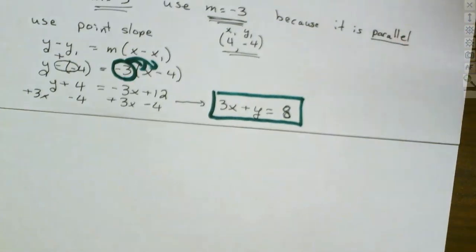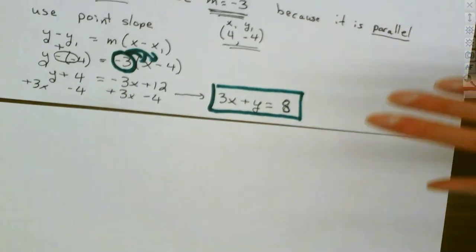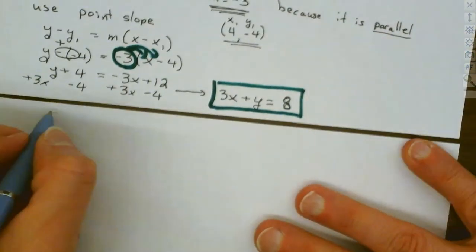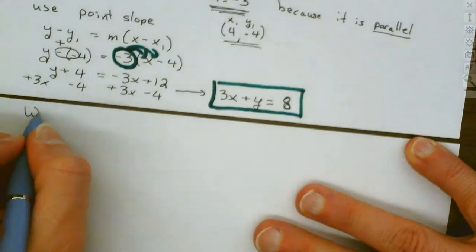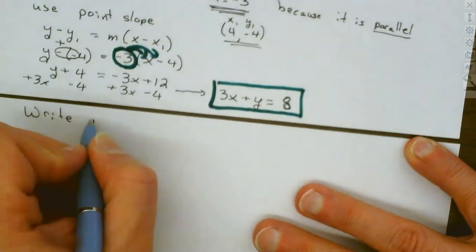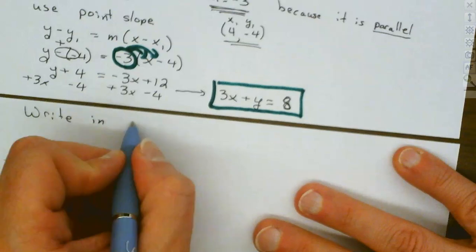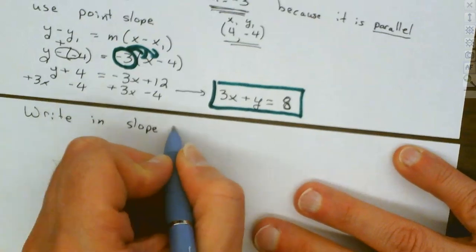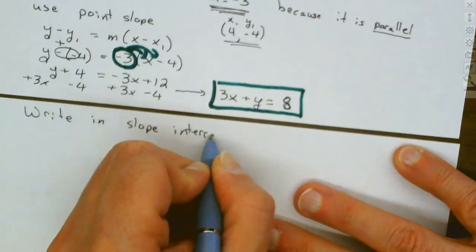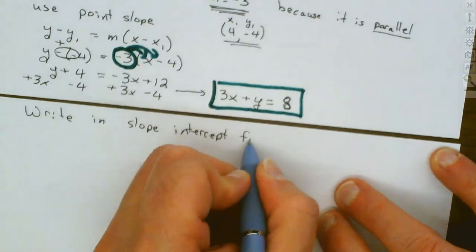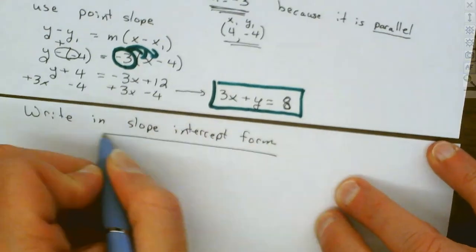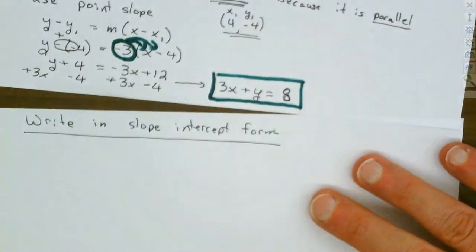Next one, we're going to do probably 2 more, maybe 3 if we need to. The next one will be difficult. The others will be easier. We're going to do one now where we have to have a perpendicular slope. And this one, we're going to write in slope-intercept form.